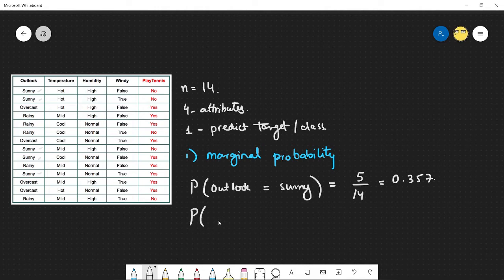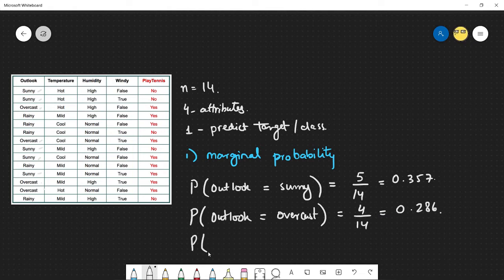I can also calculate the probability of the event that the outlook was overcast. In that case, you count how many overcasts there were, 1, 2, 3, 4, so 4 over 14, and that gives you roughly 0.286. And finally, when the outlook is rainy, that's going to be 1, 2, 3, 4, 5 over 14, so it's roughly 0.357.